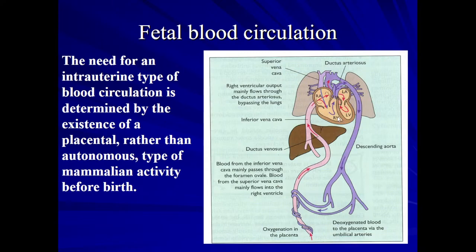And from the right ventricle it passed, and blood from the foramen ovale passes into the left atrium and then to the left ventricle.